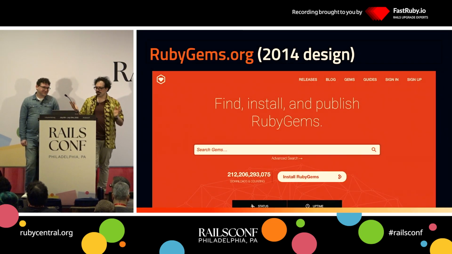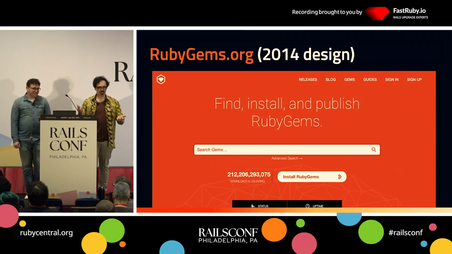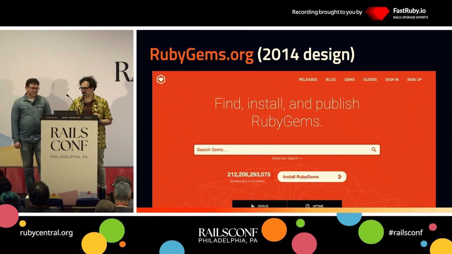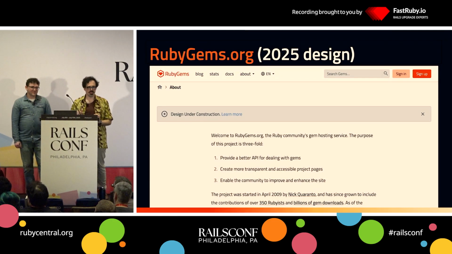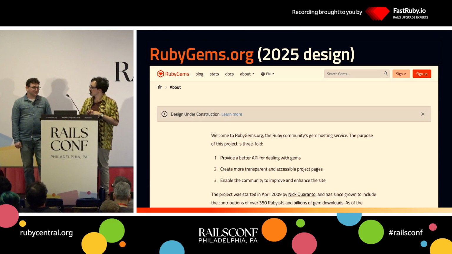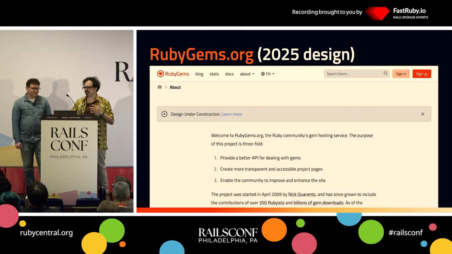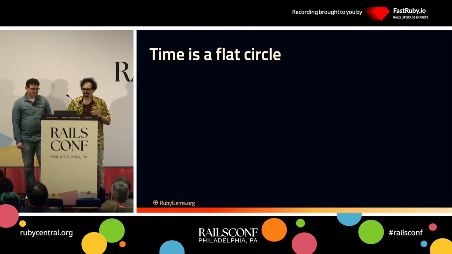Fast forward even more, and we've got this nice flat design that most people have seen and are using today. And there's even a new one coming for this year. So this is a light and dark mode. It looks very fancy, like it belongs in the modern era. So very excited that we're able to continue evolving what the site looks like and give a better experience to folks. But overall, time is a flat circle.